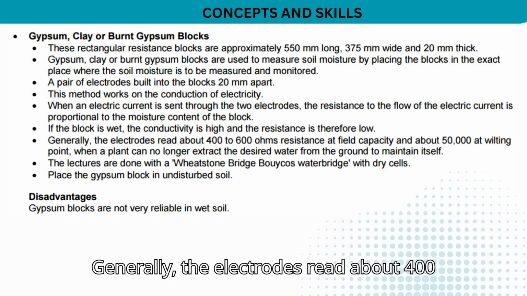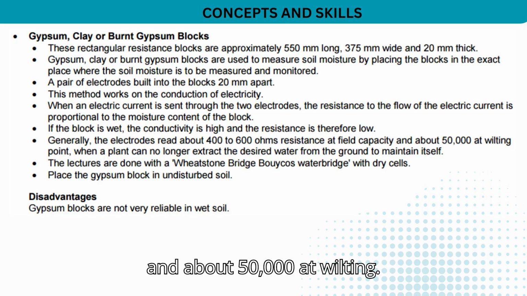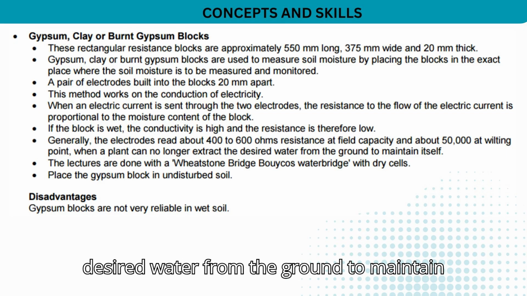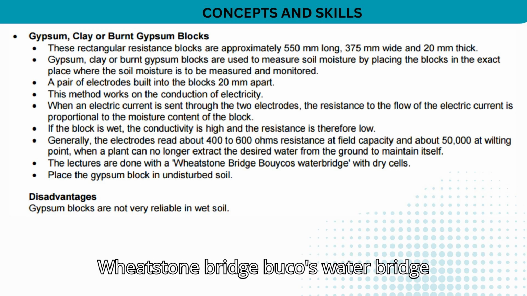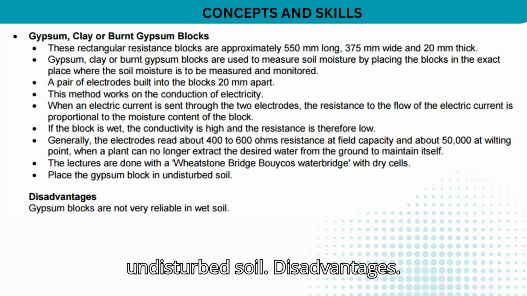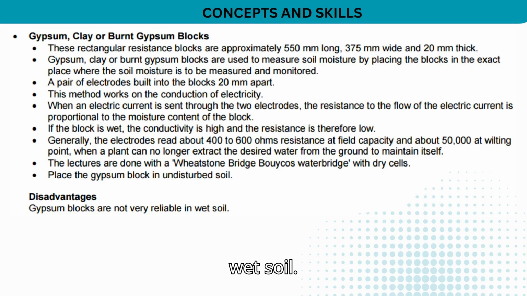Generally, the electrodes read about 400 to 600 ohms resistance at field capacity and about 50,000 at wilting point, when a plant can no longer extract the desired water from the ground to maintain itself. The readings are taken with a Wheatstone bridge with dry cells. Place the gypsum block in undisturbed soil. Disadvantages: gypsum blocks are not very reliable in wet soil.